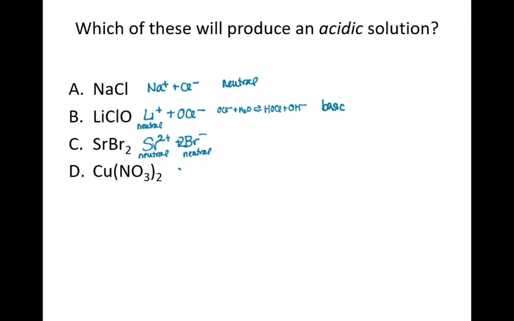Now, copper is a metal cation, but it's not one of the conjugate acids of the strong bases. So instead, this is going to form the hydrated metal cation, where we have 6 waters that surround the copper ion, and so that's going to make the solution acidic. The nitrate part, on the other hand, is the conjugate base of a strong acid, so it's going to make the solution neutral. So the best answer here is copper nitrate.